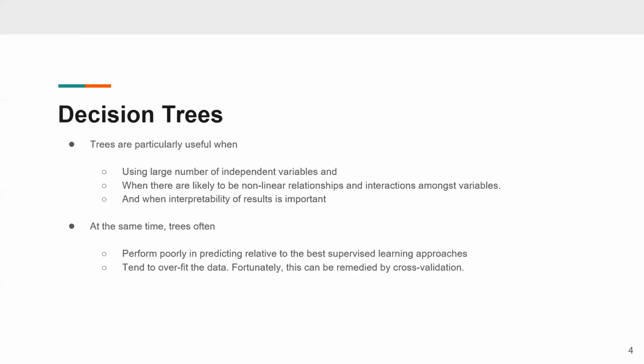Good news is the overfitting can be remedied by cross-validation, so you have to go through the cross-validation process. So this is the overview of the difference between regression and decision trees. When you need to pick the proper methodology, you want to think through some of these aspects. Meanwhile, you should also pay attention to potential pitfalls if you use one methodology versus the other.